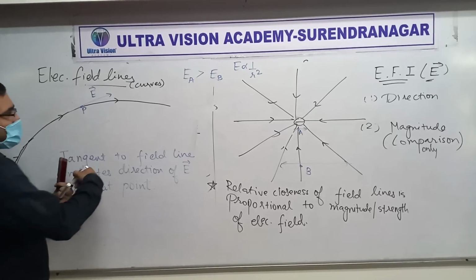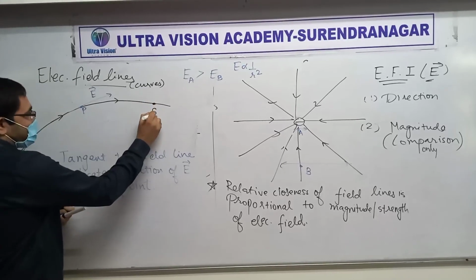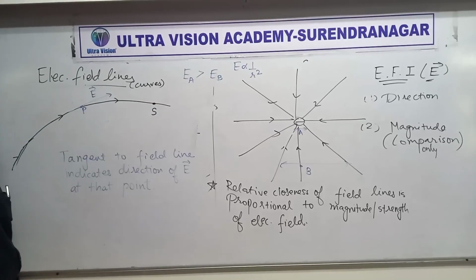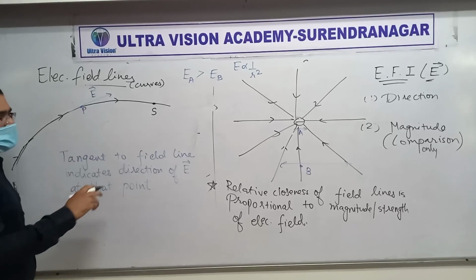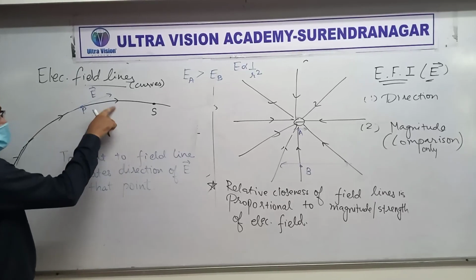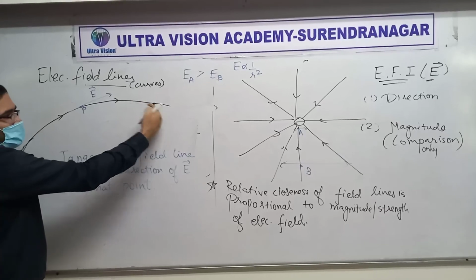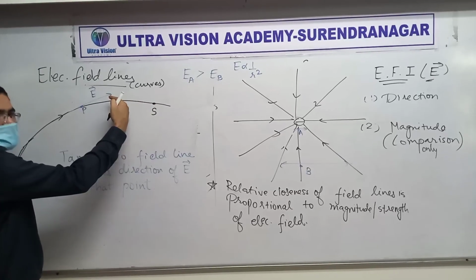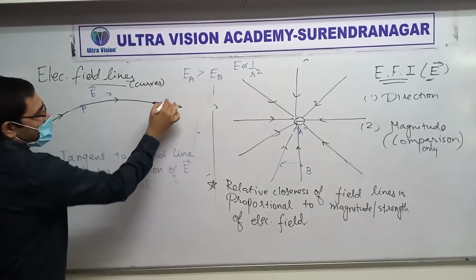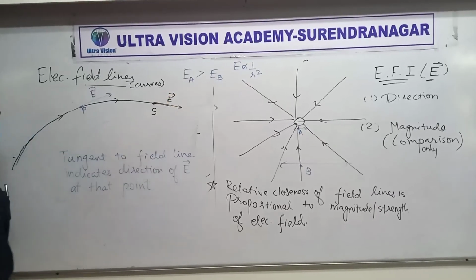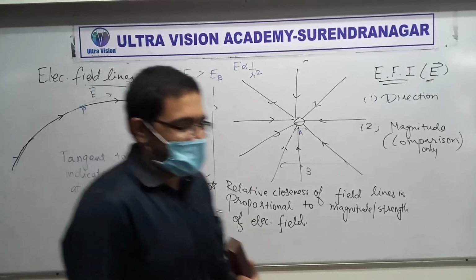Suppose there is another point here, let's say S. If you want to find direction of electric field at S, what to do? Repeat the same procedure. That is, draw a tangent, but follow the arrow. So should I draw it towards left? No, I should draw it towards right. Did you understand? Yes or no? Yes. Absolutely sure. Clear? Fine. So that's it for this one.